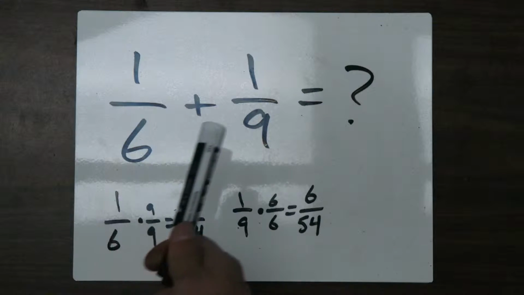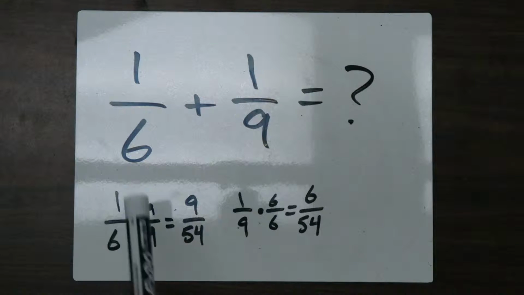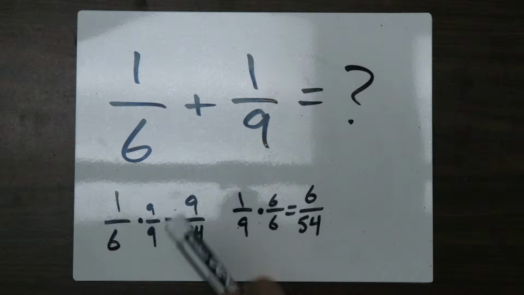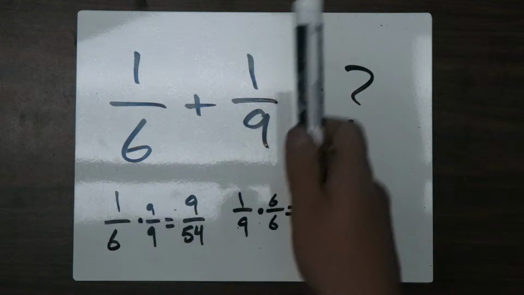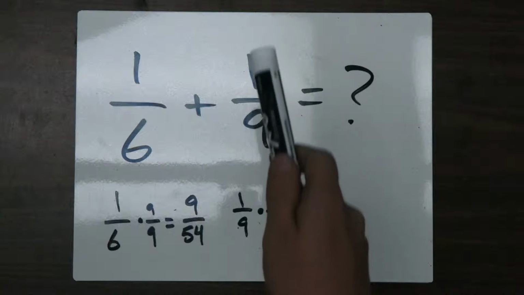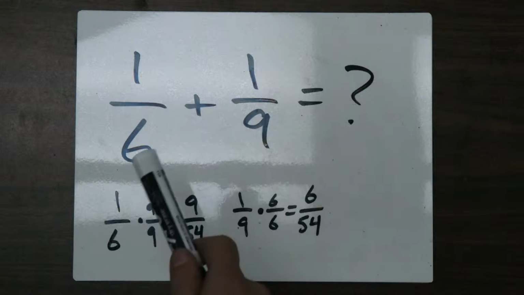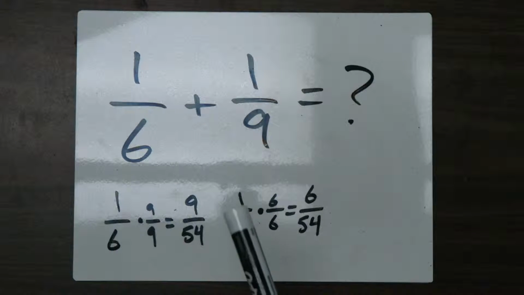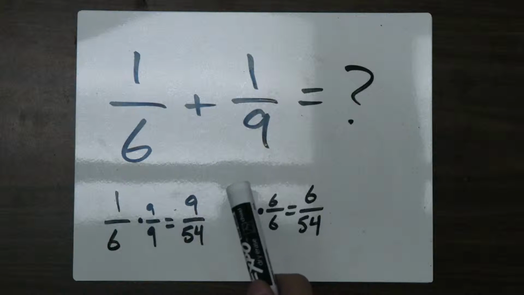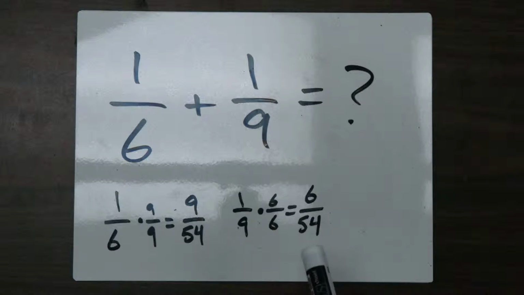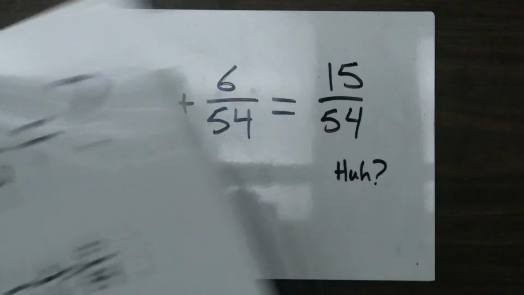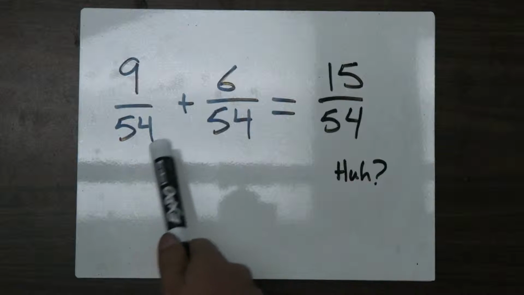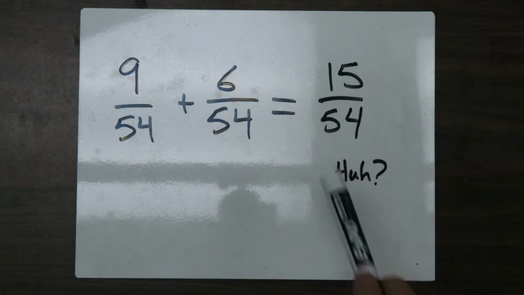So if I just multiply 6 times 9, and I multiply the whole fraction times 9 over 9, I'll get an equivalent fraction. So 1/6 times 9 over 9 gives me 9 over 54. And then I do the same thing with 1/9. I just multiply this whole fraction by a fraction equal to 1 using 6. So 9 times 6 gives me 54, 1 times 6 gives me 6, and now I can clearly see that I have the same denominator. So if I go ahead and add those together, 9 54ths plus 6 54ths gives me 15 54ths.